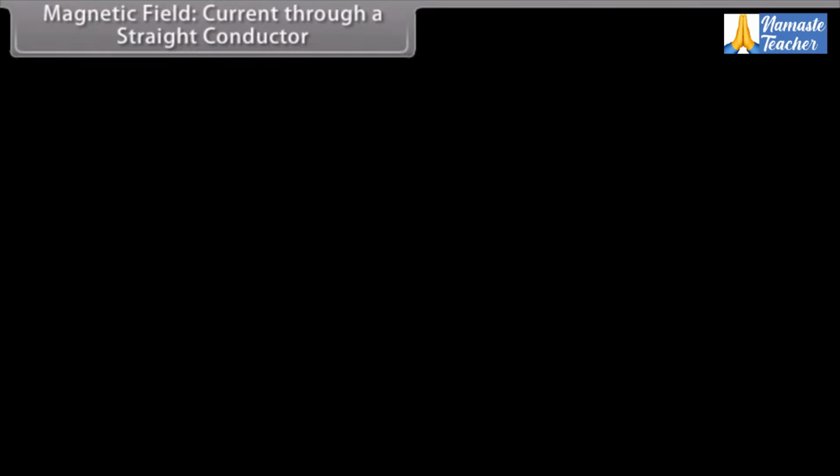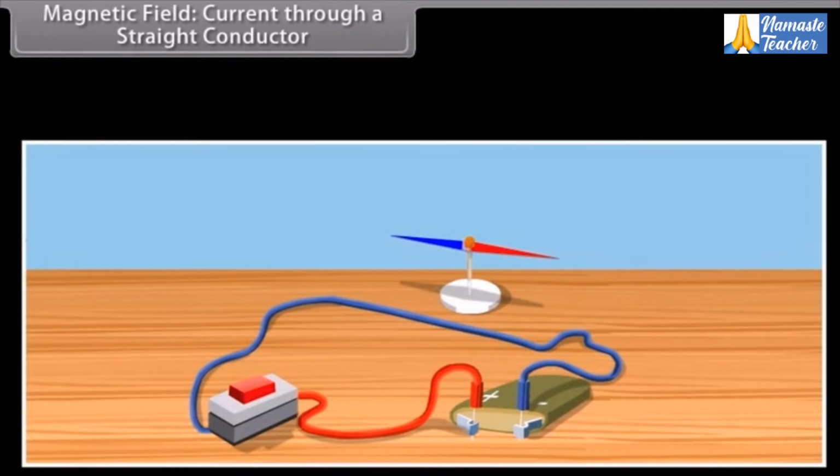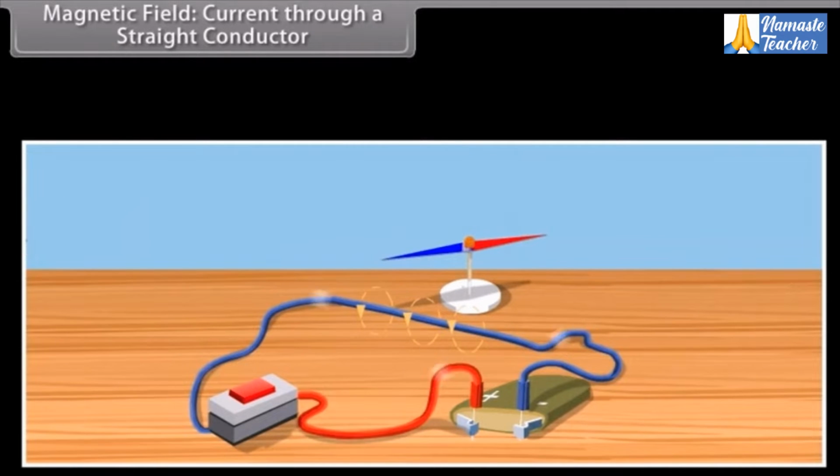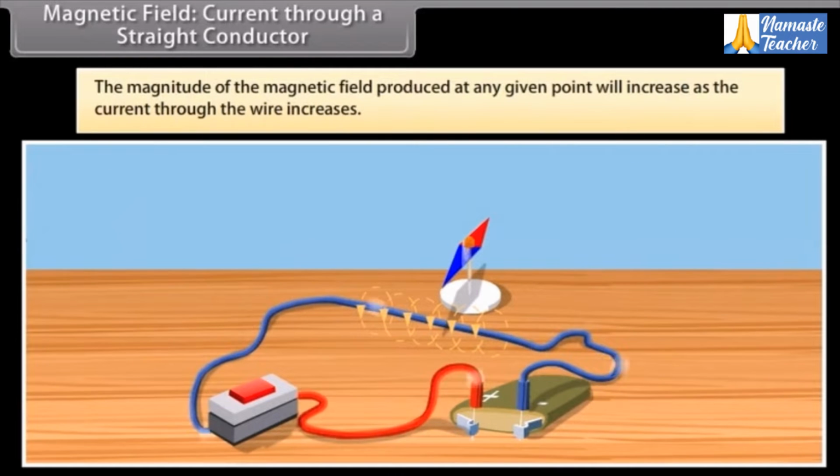Magnetic field. Current through a straight conductor. As you have seen earlier, let us see what happens when we change the current that is passing through the wire. The effect on the compass also varies. So, if you increase the current, the deflection of the needle of compass will increase. From this we know that the magnitude of the magnetic field produced at any given point will increase as the current through the wire increases.